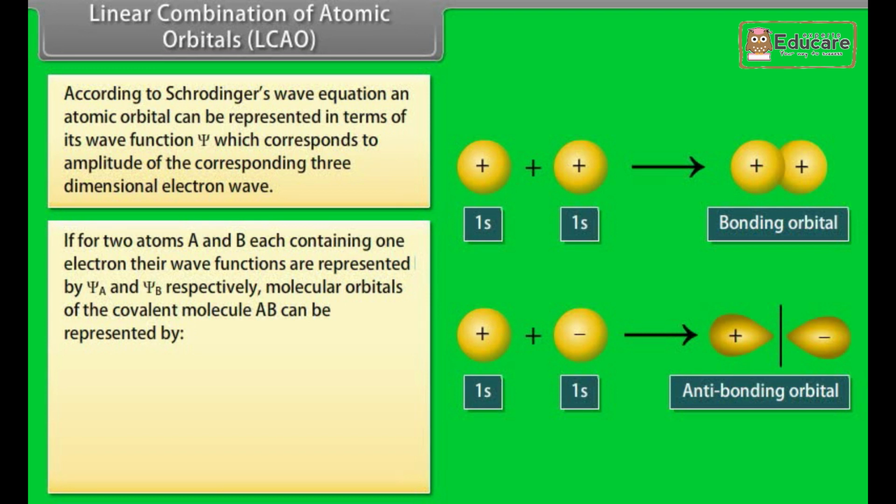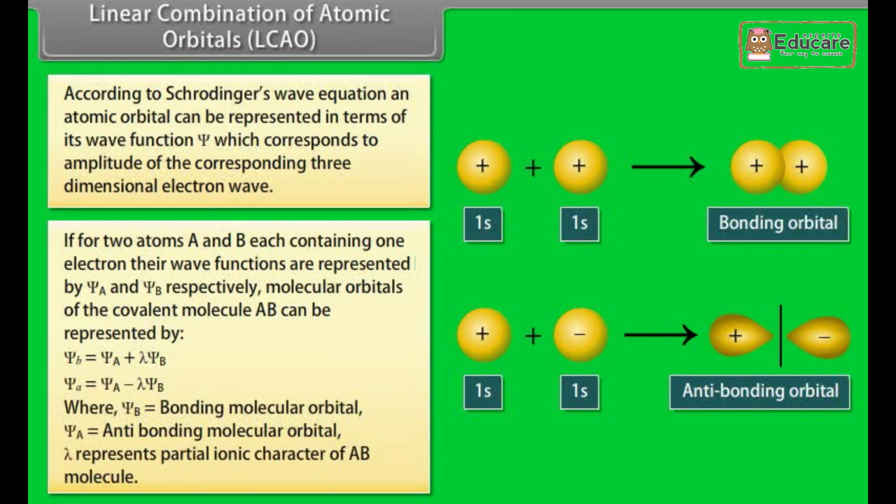Molecular orbitals of the covalent molecule AB can be represented by psi b is equal to psi A plus lambda psi B, and psi a is equal to psi A minus lambda psi B, where psi b is the bonding molecular orbital and psi a is the anti-bonding molecular orbital. Lambda represents partial ionic character of AB molecule.